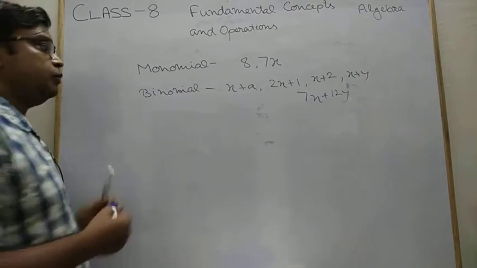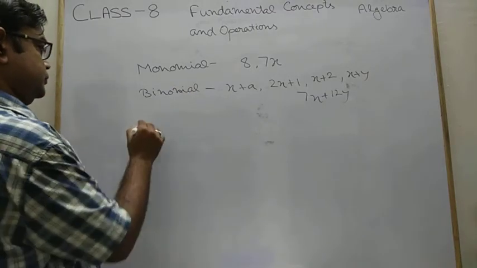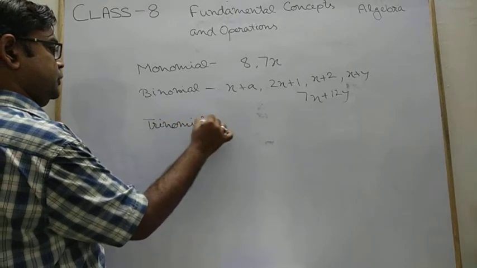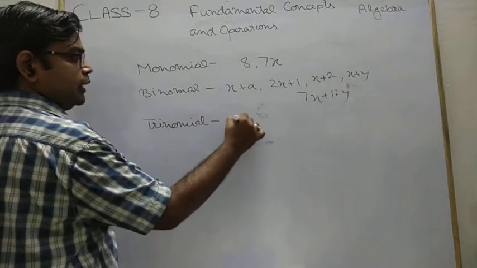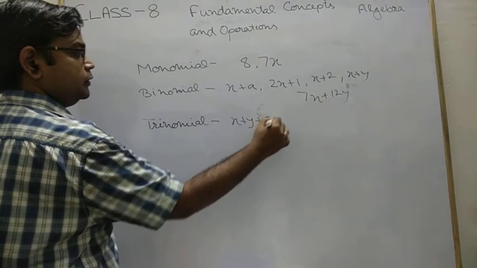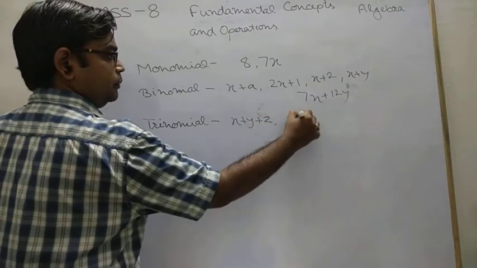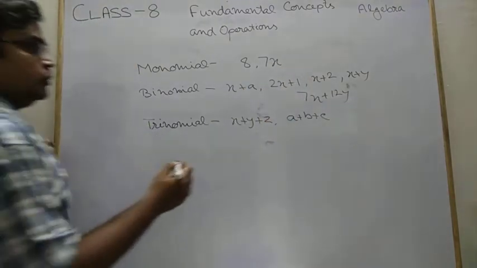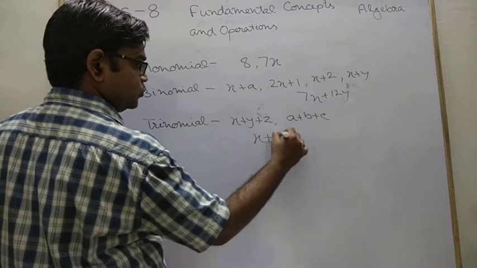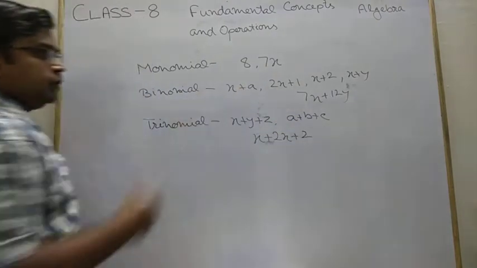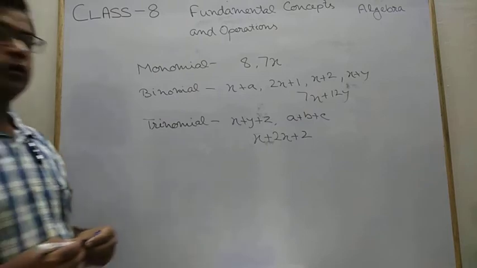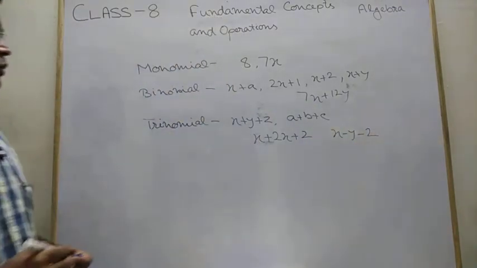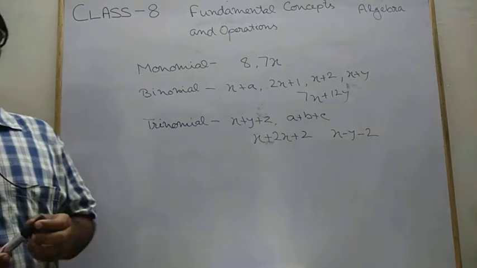Then similarly, in trinomial we have x plus y plus z, a plus b plus c, x plus 2x plus 2. Likewise, we can add minus also: x minus y minus 2. These are examples of trinomial.